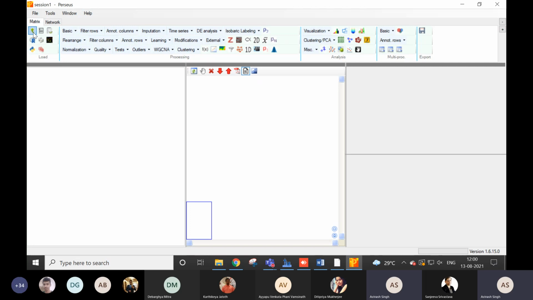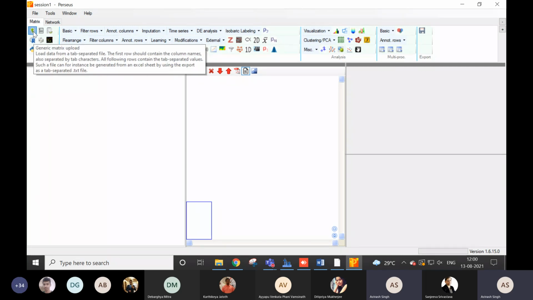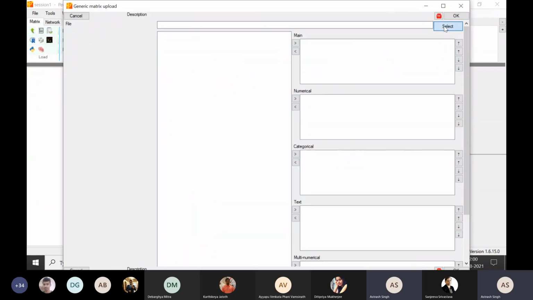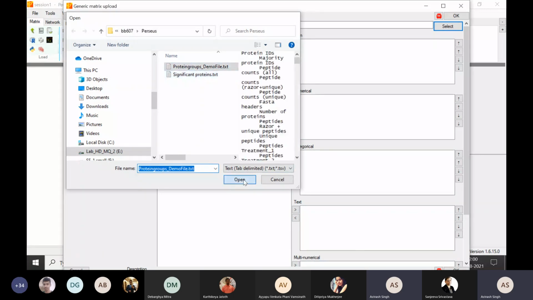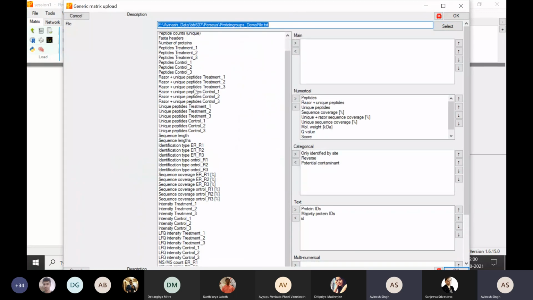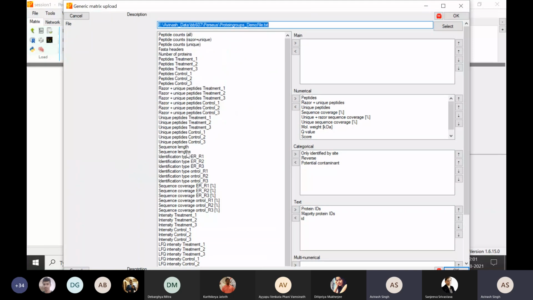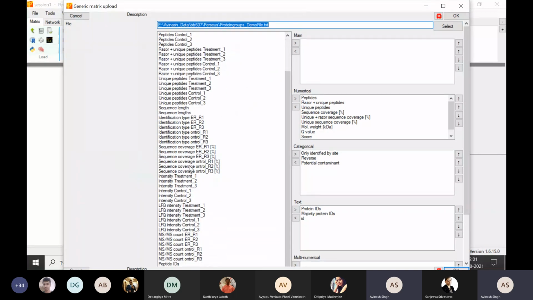I'm just showing a normal demo to all of you of how to do the analysis. First we will upload our matrix. This is a demo file for your matrix. You can see that in the raw file there are too many columns present. We just need a few columns to do the analysis in this software.